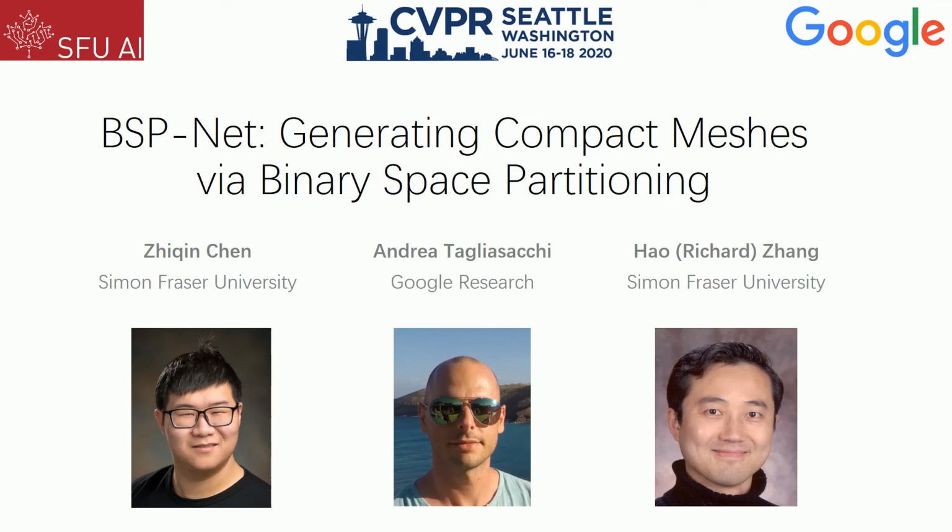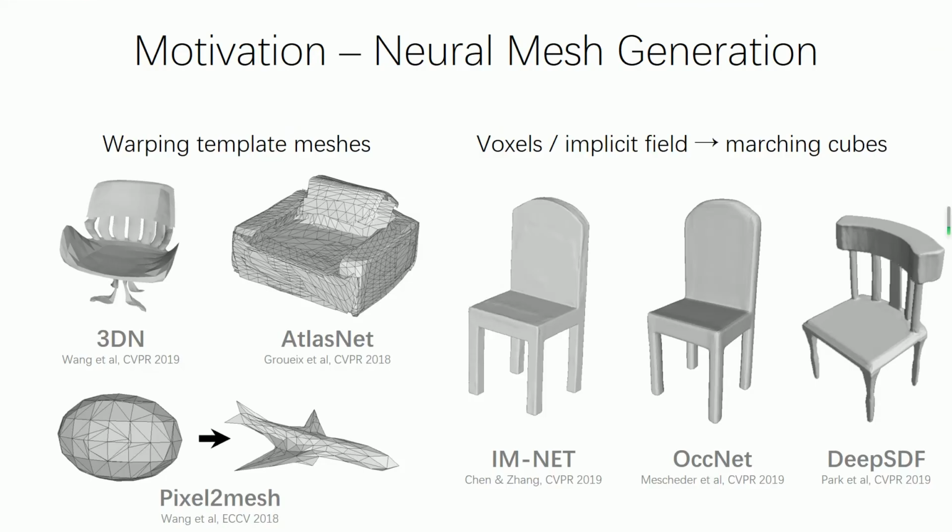We present BSP-Net, a network that generates compact meshes via binary space partitioning. Recently, several methods have been proposed to represent 3D shapes within neural networks. These approaches mainly fall into two categories. One is to warp a template mesh into a target shape. Another is to represent geometry via implicit functions.